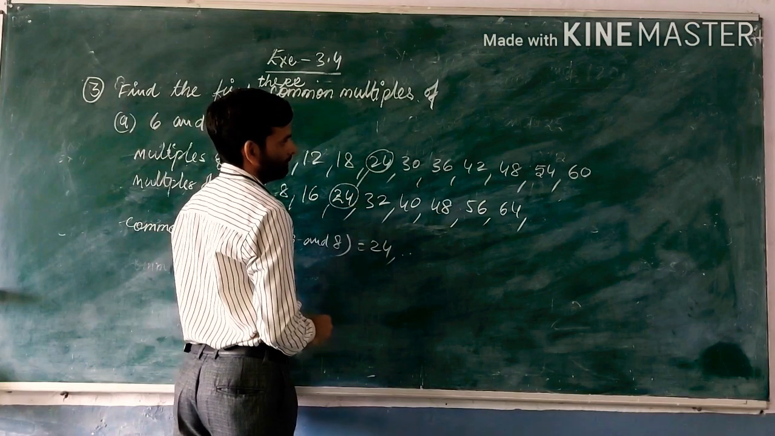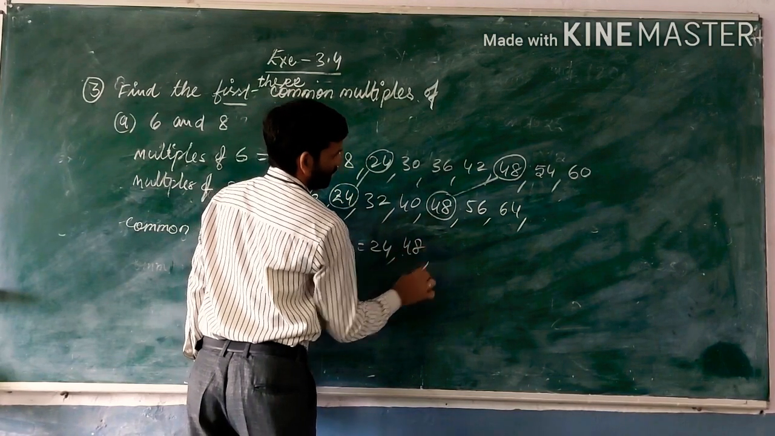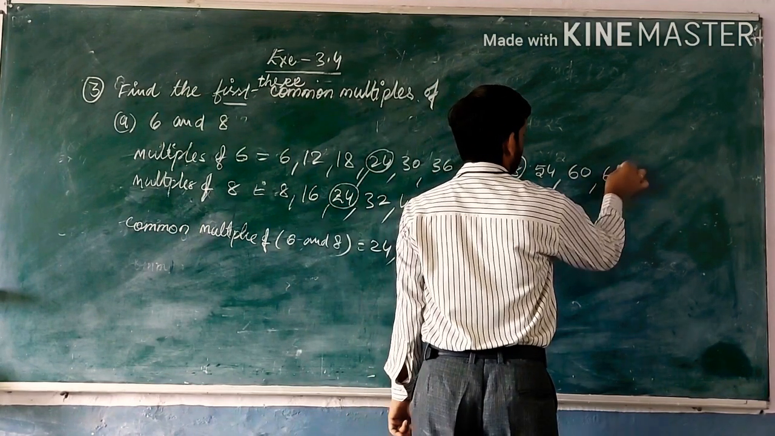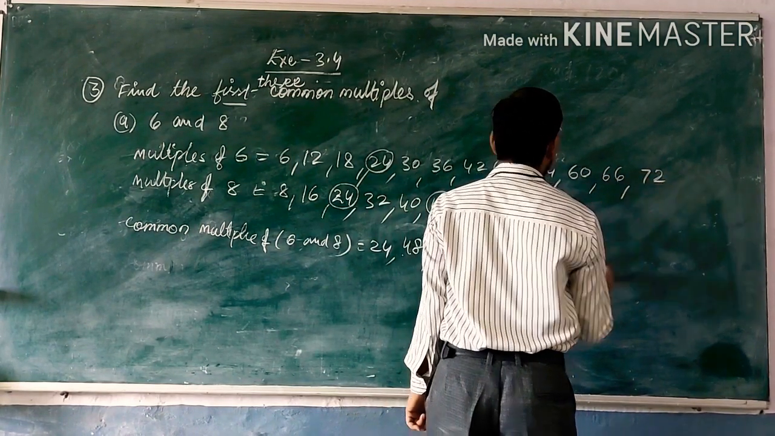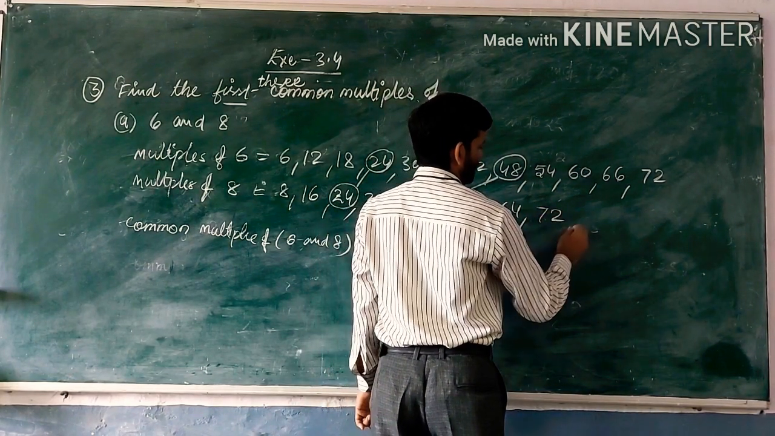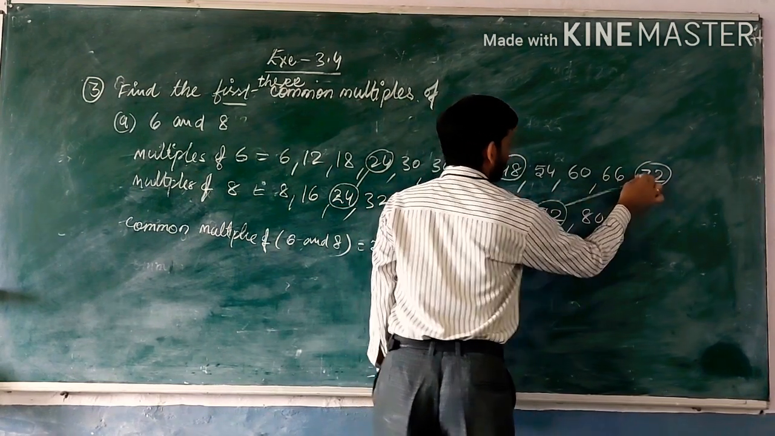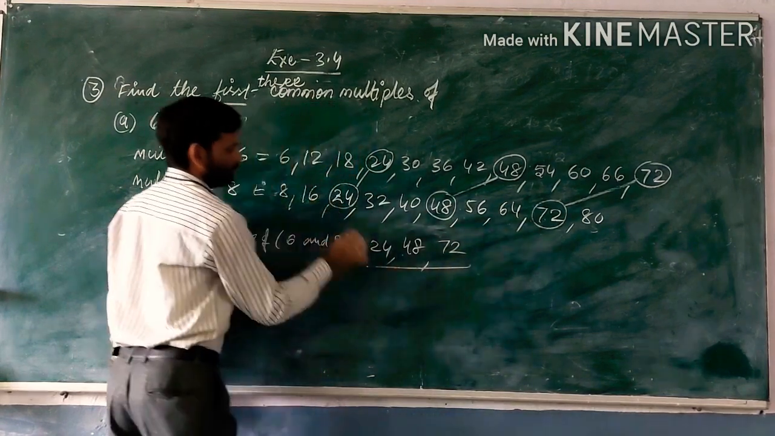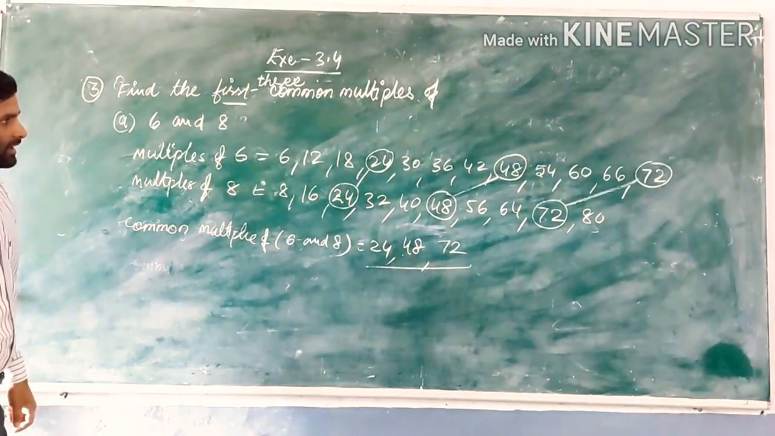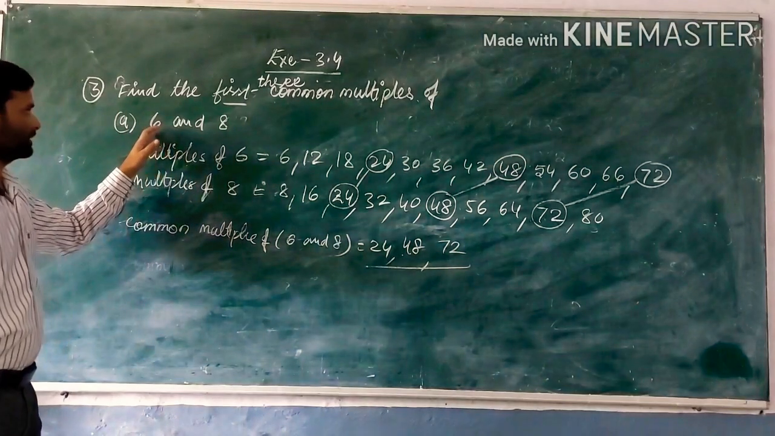Second is 48. Third one I can write down: 56, 72. Here it will go 72 and 80. 72 is the third common multiple. We want the first 3 common multiples of 6 and 8.